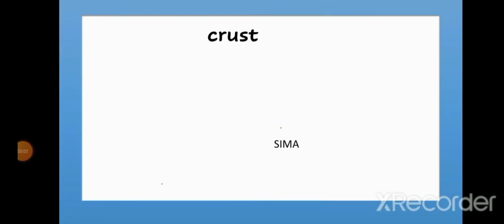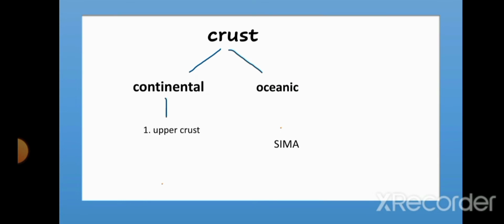Crust. There are two types of crust: continental crust and oceanic crust. Continental crust is that which is below the continents, and oceanic crust is that which is below the oceans. Continental crust is further divided into two different parts: upper crust and lower crust. Both oceanic crust and lower crust of continental crust are made up of sima.